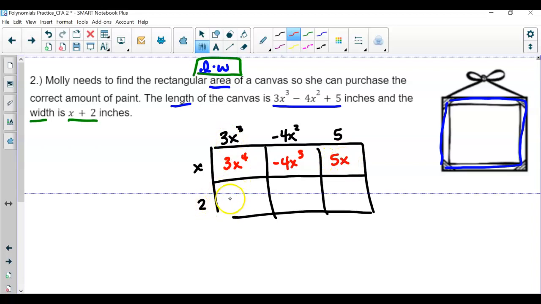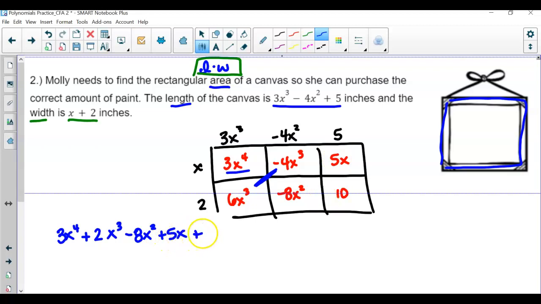Then here, 3 times 2 is 6, so 6x cubed. Negative 4 times 2, so negative 8x squared. There's no x here. And 5 times 2 is 10. So now to write our answer, make sure to also combine like terms. I have no other x to the 4th term, so we have 3x to the 4th. Now I do have x cubed here. 6 minus 4 is positive 2, so positive 2x cubed. There's only the x squared term here, so negative 8x squared. There's only the x term here, so plus 5x plus 10.